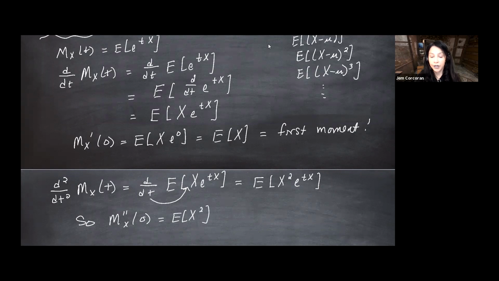And it's pretty easy, I think, to see what's going to happen if you take a third derivative. You're going to get an X squared there and an e to the tX. And when you plug in t equals 0, the e part will go away and you'll get the third moment.